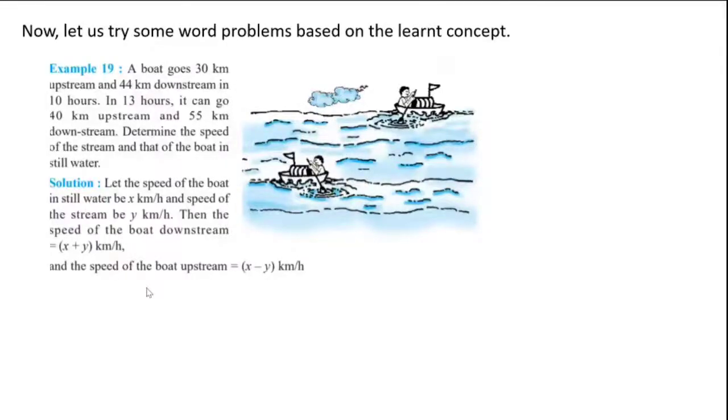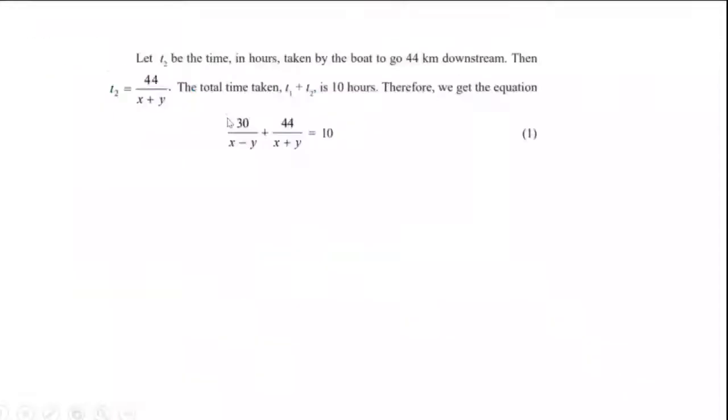Now it says that it is going 30 kilometers upstream. The time taken will be distance upon speed. So 30 upon x minus y will be the time taken, and 44 kilometers downstream, so time taken will be 44 upon x plus y, the downstream speed. That total time taken is 10 hours. So my first equation I will get as 30 upon x minus y plus 44 upon x plus y is equal to 10 hours total.